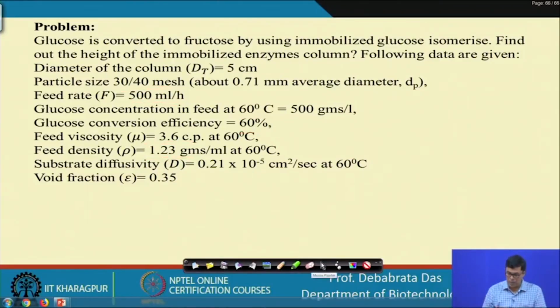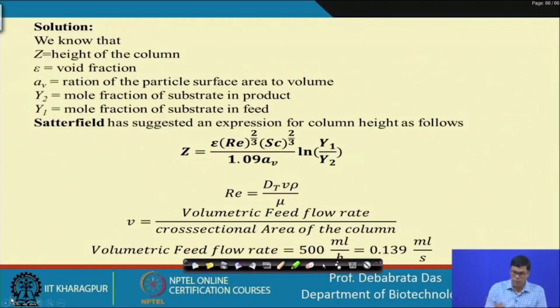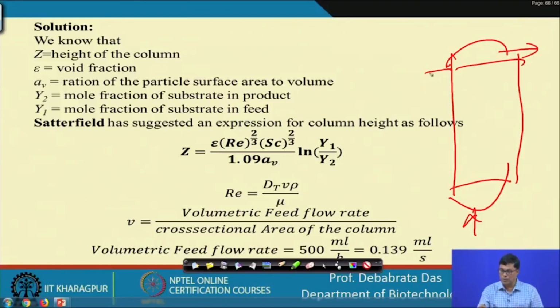So the question is how you can find this out. You have to basically find the height of the column. What I want to point out here is that suppose this is the column, and you want to pass the substrate here, and you have to find what should be the height of the column to get the 60% conversion of the substrate.